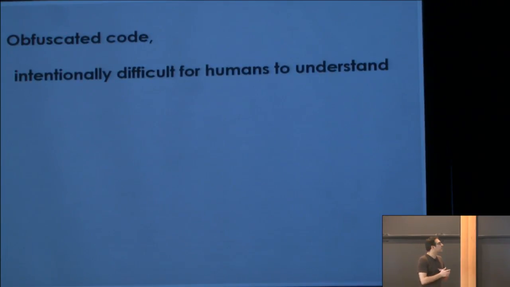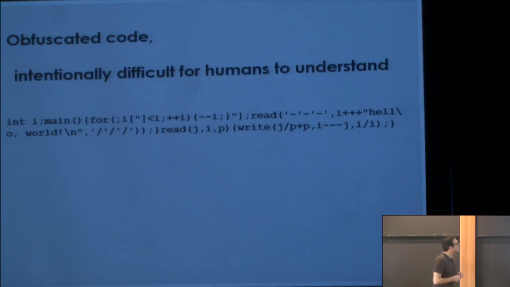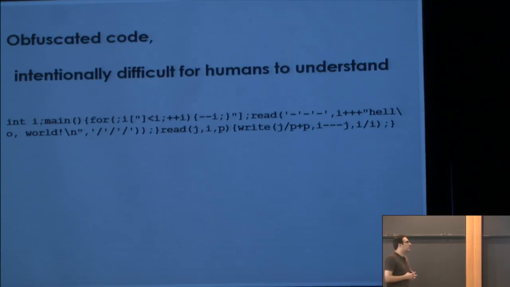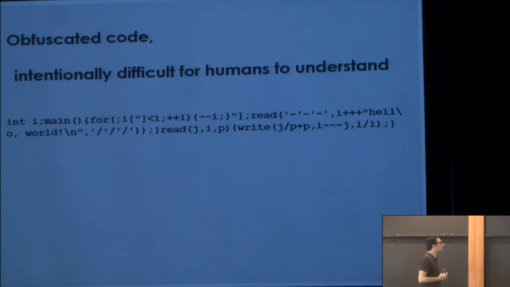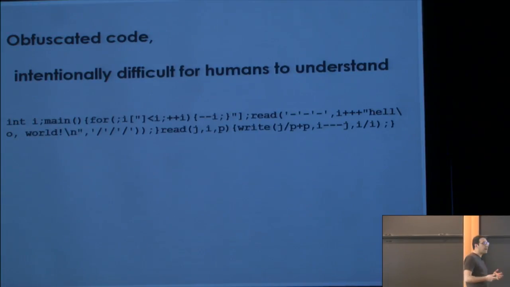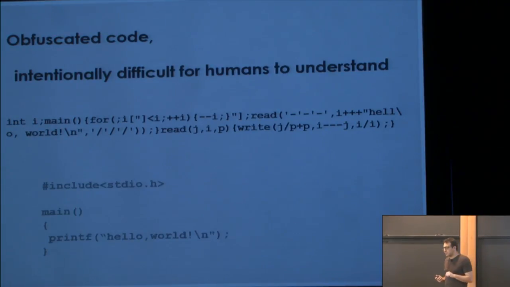So obfuscated code is code that is intentionally made difficult for humans to understand. This code can be written in any language. Here, for example, we have obfuscated C code, but you can also think about machine code or Boolean circuits, whatever you feel comfortable with. And even though this code is difficult for us to understand, still it's a perfectly valid code. You can compile it, execute it, and it does exactly the same thing as this more familiar program right here. It just prints out the string hello world.